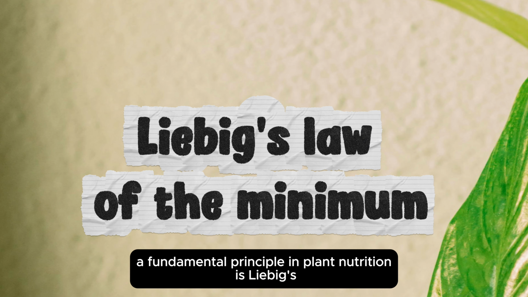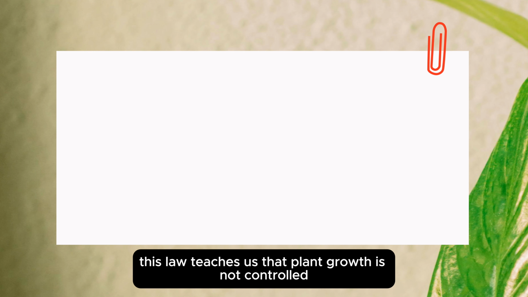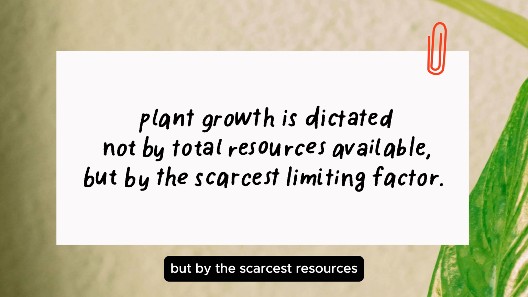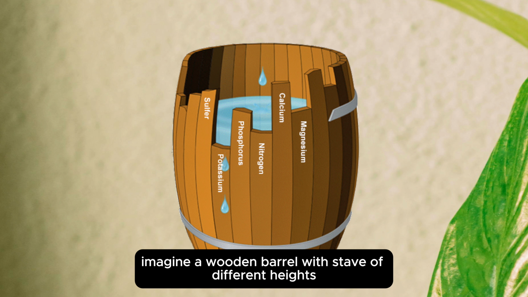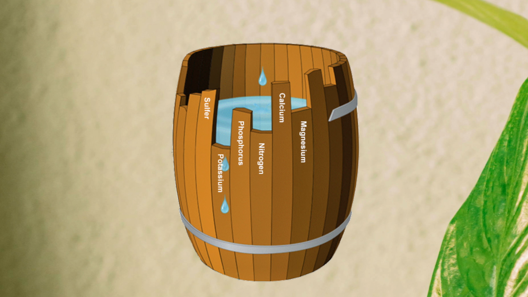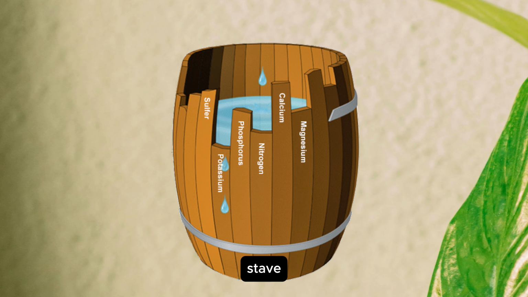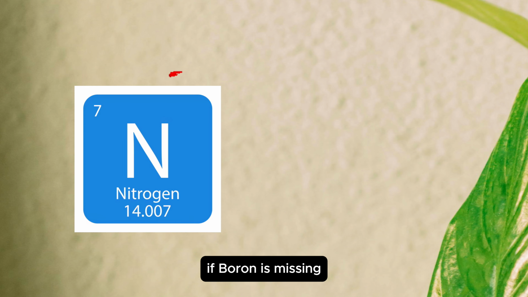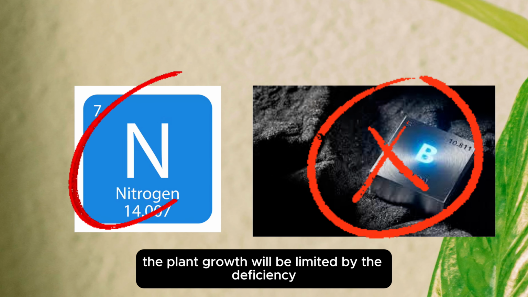A fundamental principle in plant nutrition is Liebig's law of the minimum. This law teaches us that plant growth is not controlled by the total amount of resources available, but by the scarcest resource. Imagine a wooden barrel with staves of different heights. The water level can only rise as high as the shortest stave. Even if you provide an abundance of nitrogen, if boron is missing, the plant's growth will be limited by the deficiency.